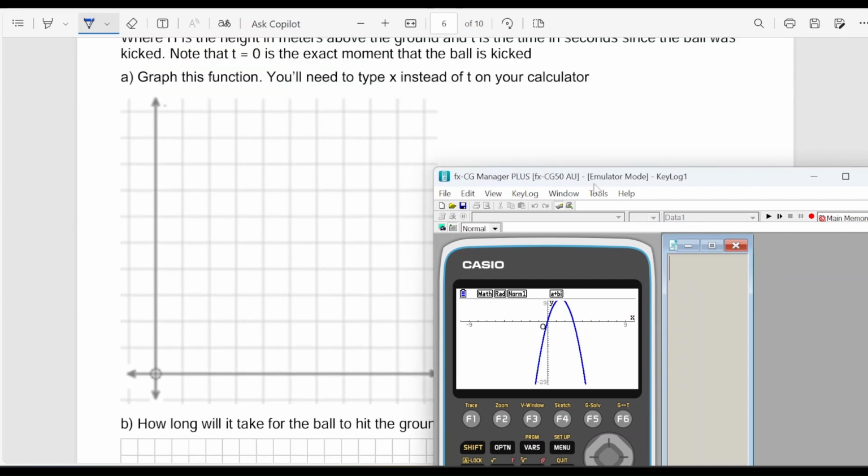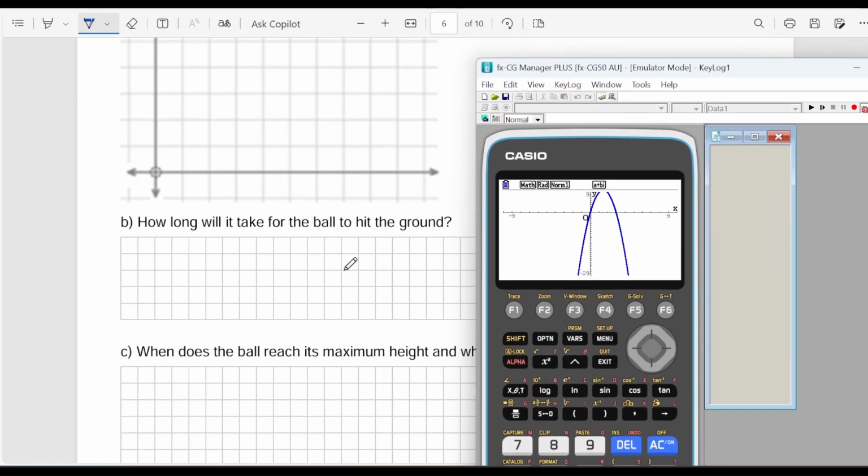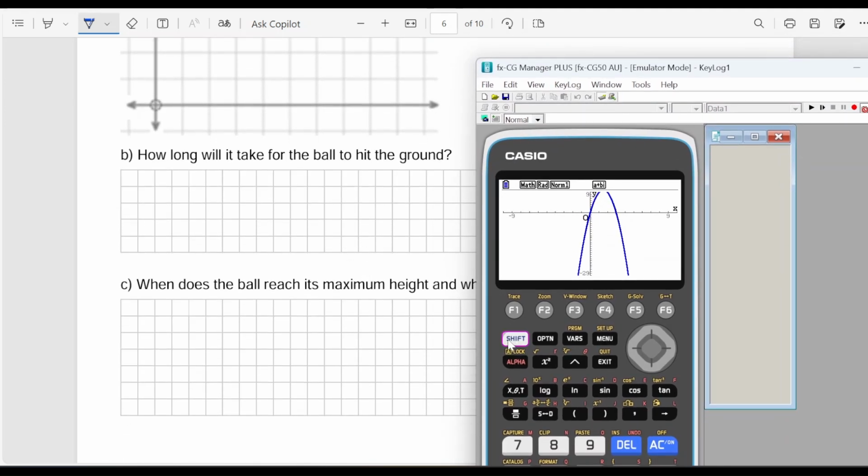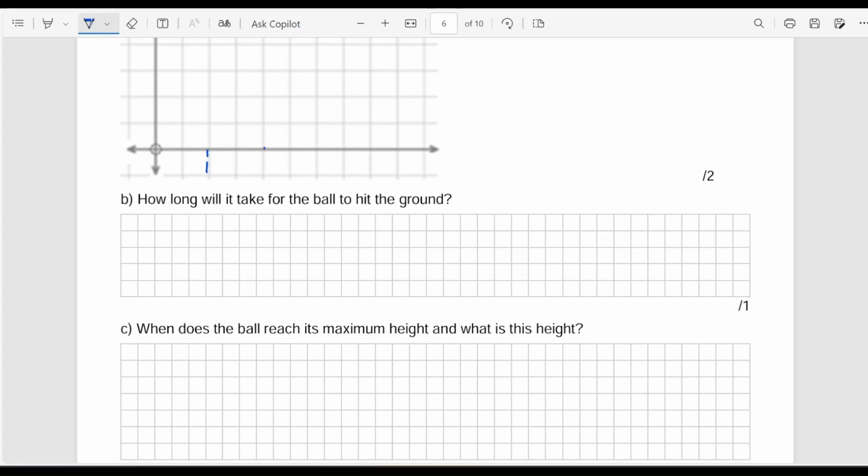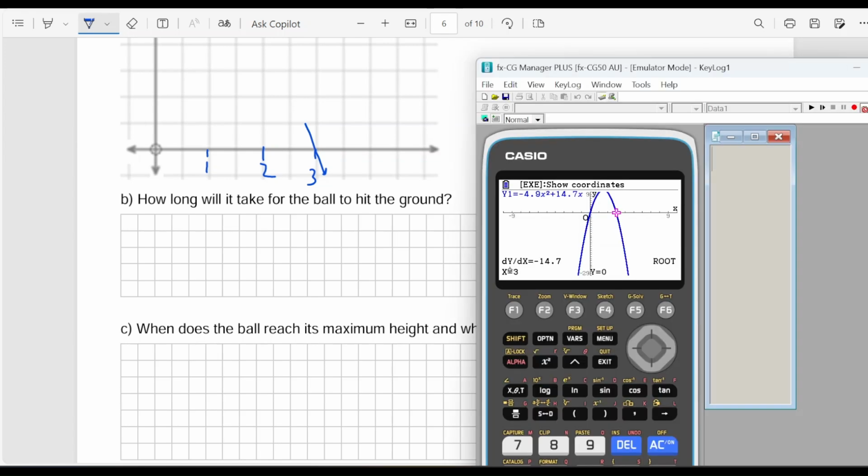Probably what we'll want on the graph is some of our key features. So how long will it take for the ball to hit the ground? They would be talking about the x-intercepts. So we want to make sure that happens at 3. So maybe on my graph, I'll have this kind of scale. And we know the graph is going to come through 3, like that. And it probably wouldn't hurt to have our maximum on there.